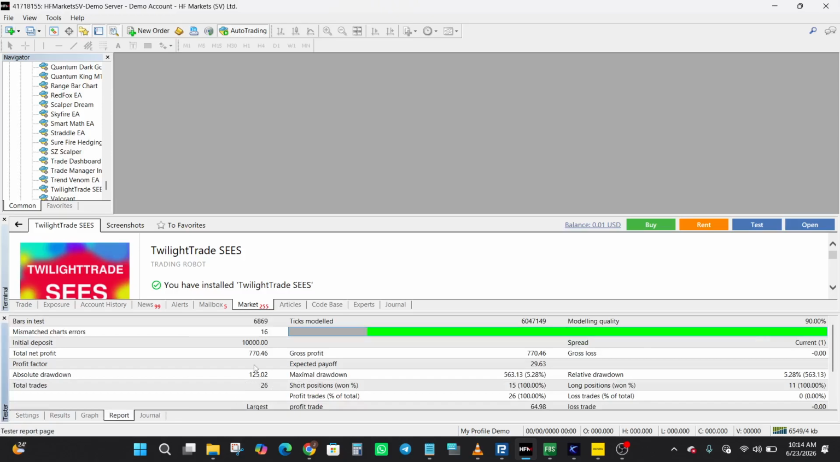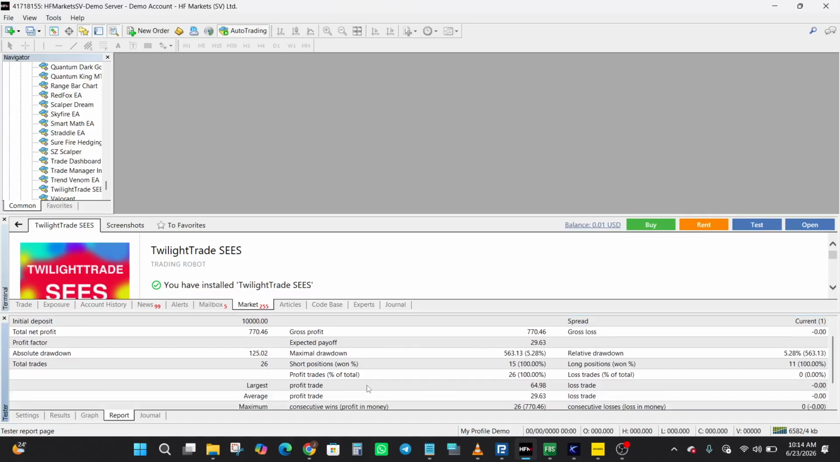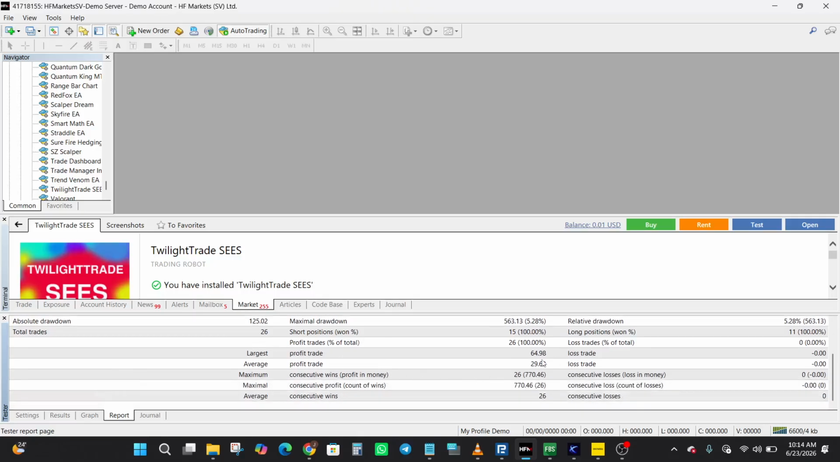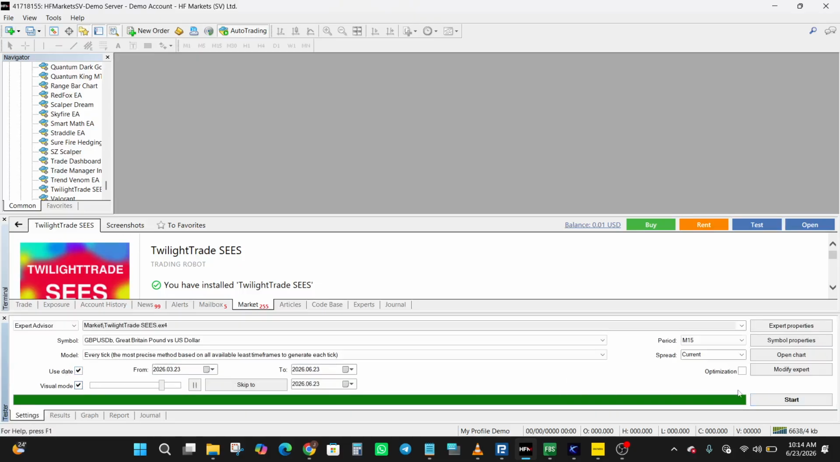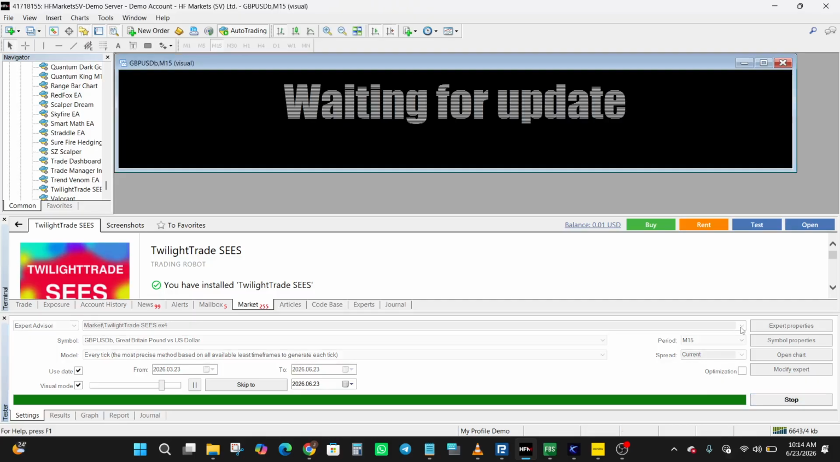So here we have $10,000 deposit, 770.46 total net profit, and the win rate was 100%. Out of 26 trades, all of them were profitable. We have $64.98 as the largest profit, $29.63 as the average profit. Now let's just go turn on the visual so that we can also see this EA in action.